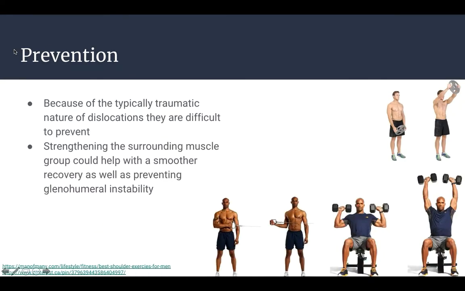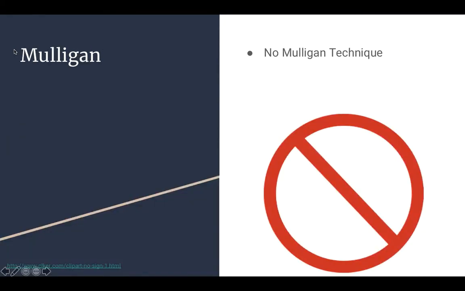Next, we have prevention. Since dislocations are typically traumatic in nature, they're difficult to prevent, but strengthening of the surrounding muscle groups could help with the speed of recovery, as well as preventing glenohumeral instability that usually follows or leads to dislocation. The same thing applies with subluxations; they could be prevented a little bit through strengthening the surrounding muscle groups. There is no Mulligan technique for a dislocation because they require immediate reduction, so a Mulligan technique is not really going to do anything.